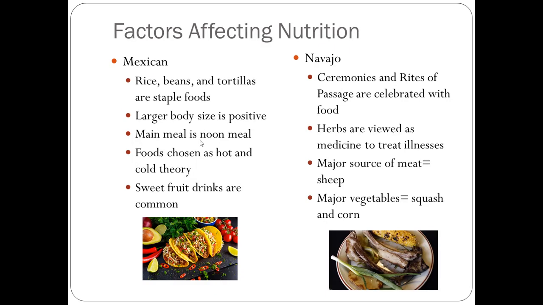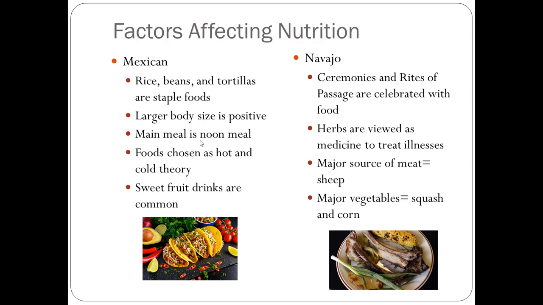Mexican, rice, beans, tortillas are staple foods. They also view the larger body size as positive. The main meal for Mexican is the noon meal. Their foods are chosen by hot and cold theory. If somebody has a cold illness, they'll eat hot foods, and if somebody has a hot illness, they'll eat cold foods, and it'll balance it out. Sweet fruit drinks are very common in the Mexican culture.